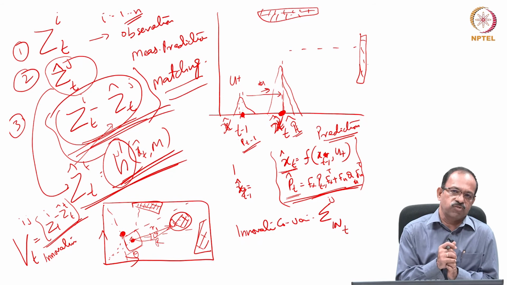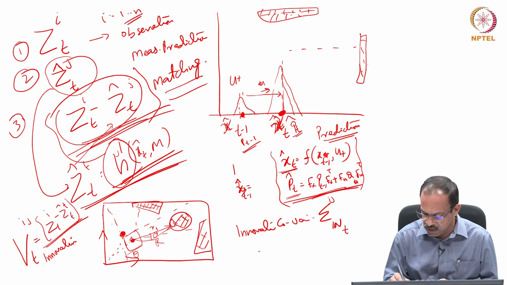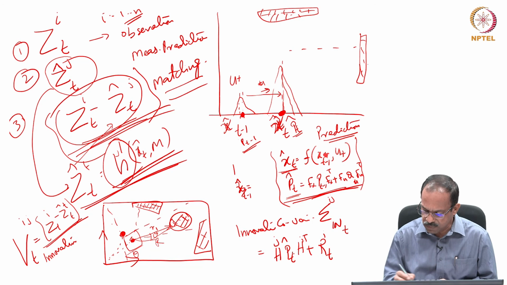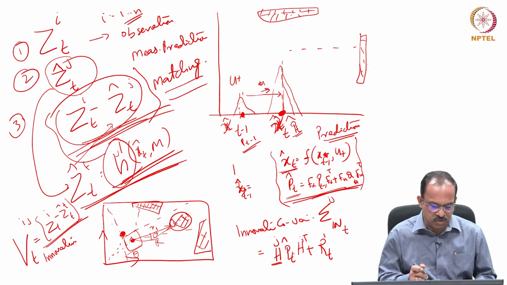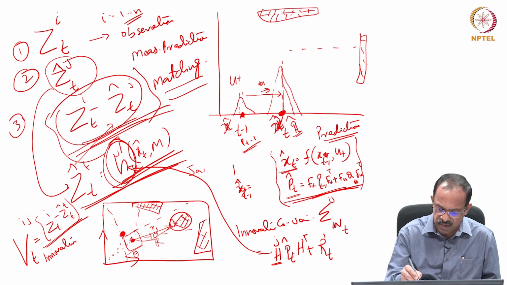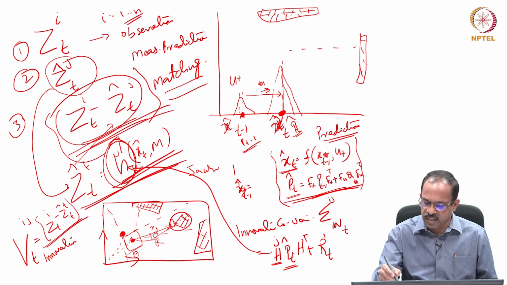So the measurement innovation covariance can be written as: sigma in at t equals hj pt hat hj transpose plus rti, where h is the Jacobian of this transformation hj. We have the transformation hj which transforms from one coordinate frame to the other coordinate frame, so h is the Jacobian of this. And pt is the covariance at t. So that is what we calculated here.